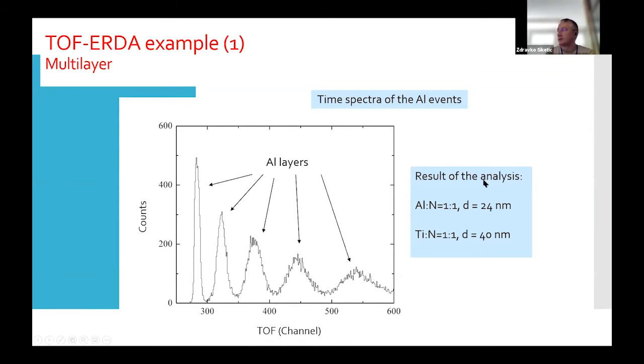What we calculated after the analysis is that the stoichiometry of the layers is 1-to-1 in each of them, and the thickness of aluminum nitride was 24 nanometers and titanium nitride was 40 nanometers.